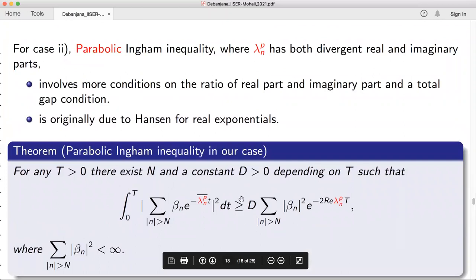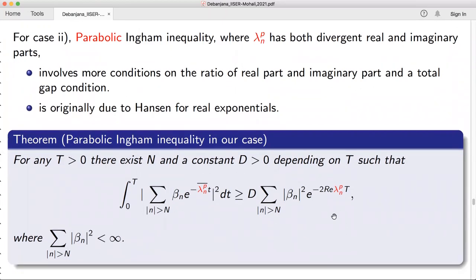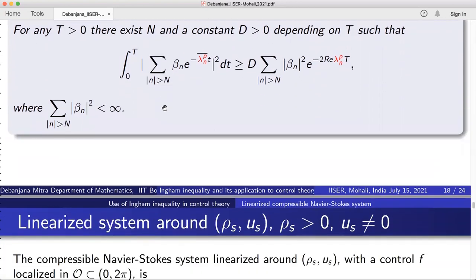This is a generalization of Moon's theorem, and here we have these exponents lambda_np that could be complex, but we will have a suitable modification, since the exponential is now coming with the real part of lambda_np. This proof needs some detailed modification, and that is due to Hansen. I referred to the paper at the end, so you can see it if you are interested. But suppose you believe that we have these two inequalities.